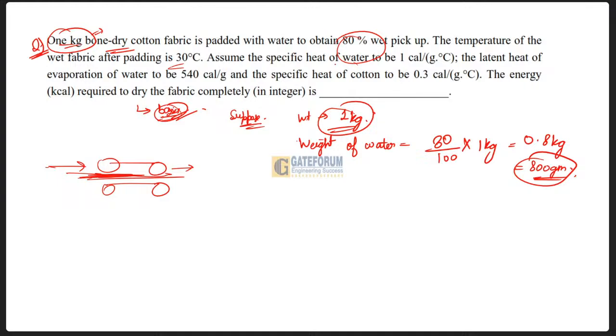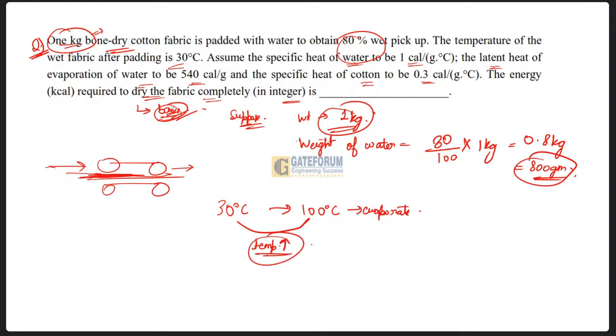Assume that the specific heat of water is 1 calorie per gram per degree Celsius, the latent heat of evaporation of water to be 540 calorie per gram, and the specific heat of cotton to be 0.3. The energy in kilocalorie required to dry the fabric completely, in integer, is? So we need to increase the fabric from 30 degrees Celsius to 100 degrees Celsius, and then we need to evaporate this.